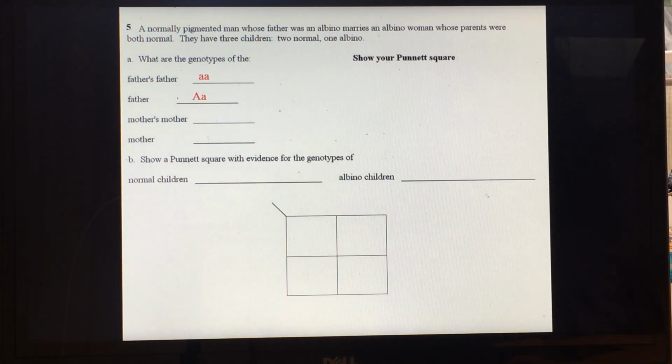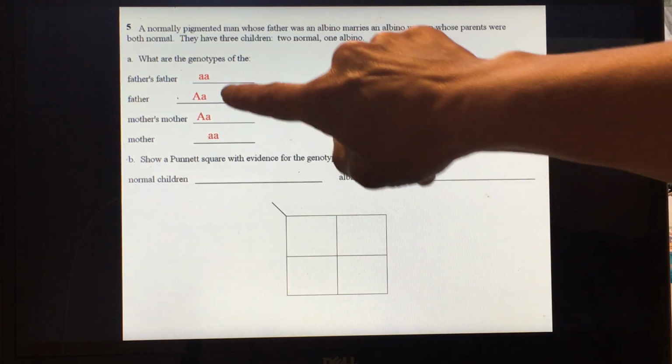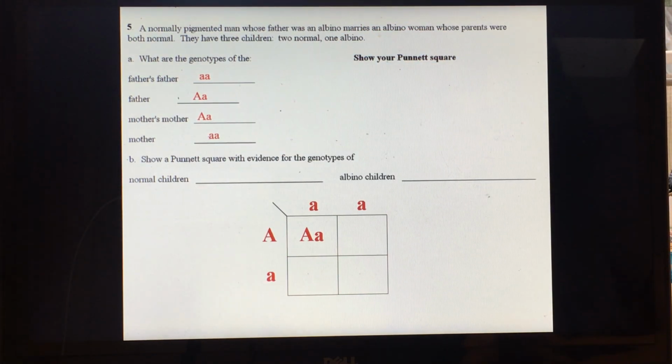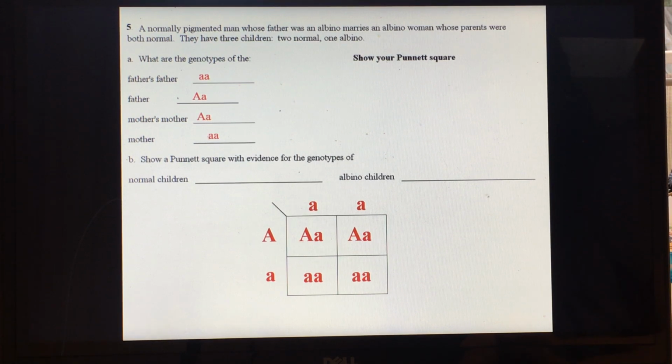So he marries an albino woman whose parents were both normal. So the mother's mother must have been heterozygous if she passed down the albinism trait to her daughter, and the mother is little a little a. So we're putting this father and this mother in our Punnett Square. And you have a 50% chance of getting normal children and a 50% chance of getting albino children.